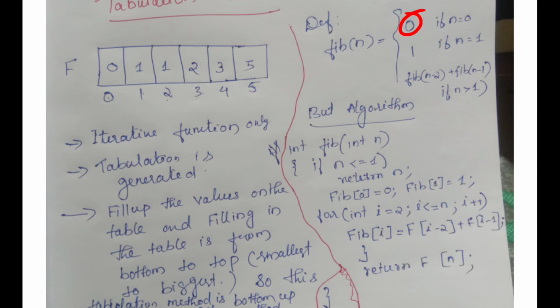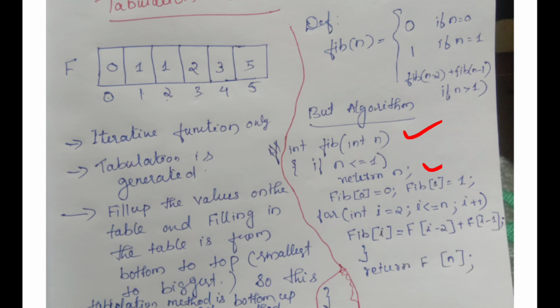Next, let us see the algorithm. Actually, the algorithm has just small changes from the memoization method. First, define the function, that means int fib of int n, to find the nth term of the Fibonacci series. That is the function definition. Then check the nth term: if it is less than or equal to 1, then return the value n. That means if n equals 0 or 1, then return the value 0 or 1.